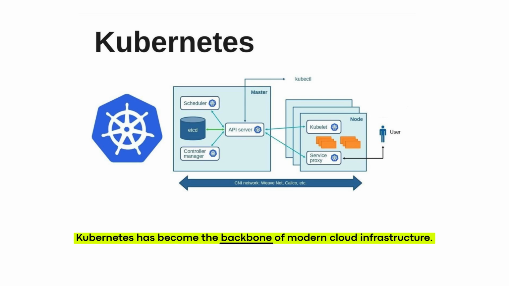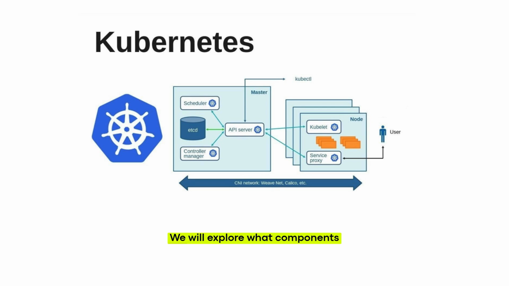Kubernetes has become the backbone of modern cloud infrastructure. However, when we look at its architecture diagram, it can get quite confusing to understand how all these different boxes and arrows connect with each other. In today's video, we are going to break down this entire diagram step by step. We will explore what components sit inside the master node and the worker node, and trace exactly how a user request reaches the application. Every component will be highlighted and hovered over on screen as we discuss it so you can follow along easily. Let's dive right in.